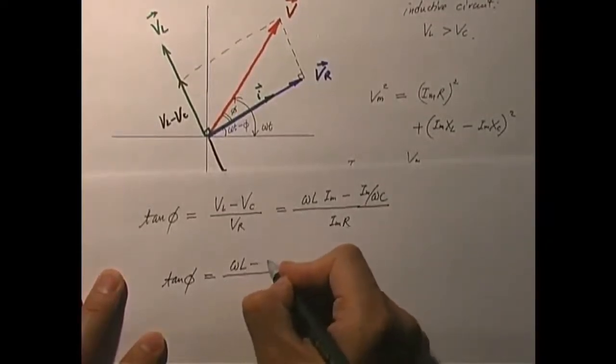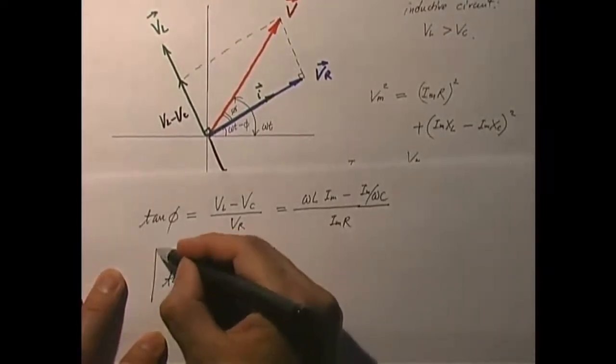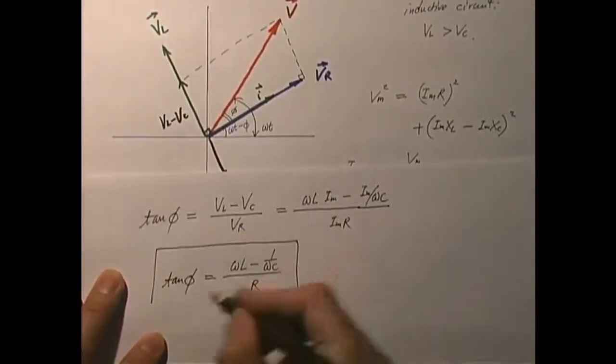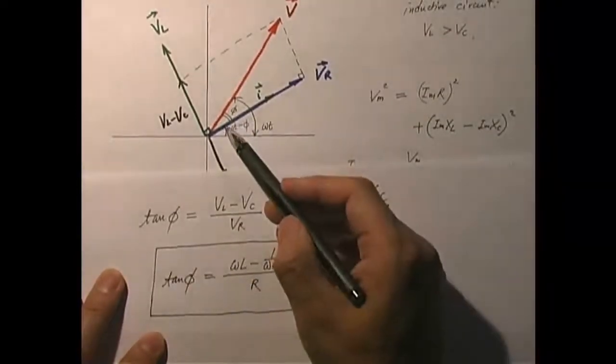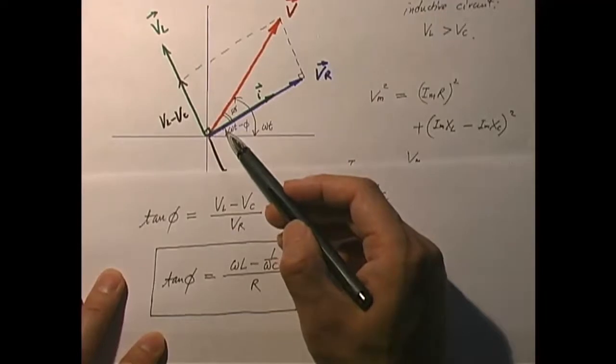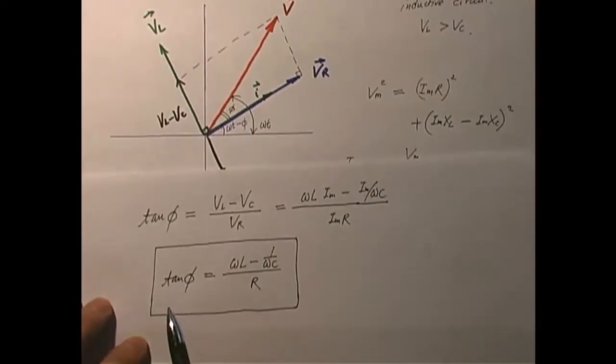So I get tangent phi equals omega L minus 1 over omega C, divided by R. This is the phase angle between the EMF and the resultant current in a circuit. The current lags behind the EMF by an angle phi. Of course, if angle phi is negative, that means the current actually leads the EMF.